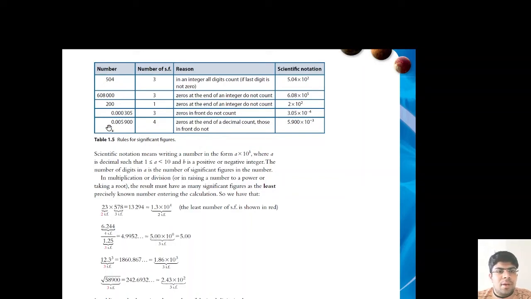And the next number we have here is 0.005900, which has four significant figures because zeros in the front do not count, so we leave all those zeros and keep just the number 5900. Zeros at the end of the decimal count, those in front do not. So after the decimal, if we have a number like 5900, we have four significant figures.